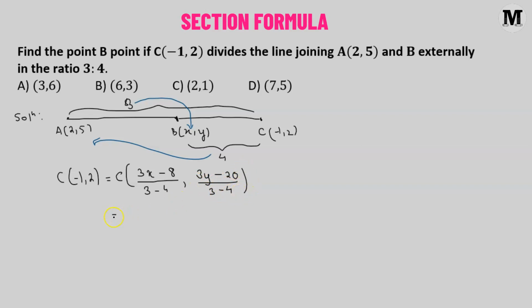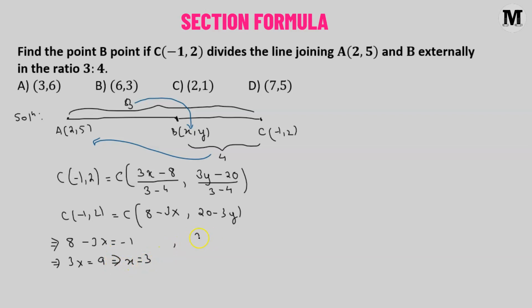Fine. So let's further simplify this. So the coordinate of C now becomes 3x minus 8 divided by 3 minus 4. So that's dividing by -1, or simply we can say we get 8 minus 3x. And the y coordinate will be 20 minus 3y. So this is what we have obtained. Now what we can do, we can equate. This is going to give us 8 minus 3x equals -1, which means we have 3x equals 9. Solving for x, we get x equals 3.